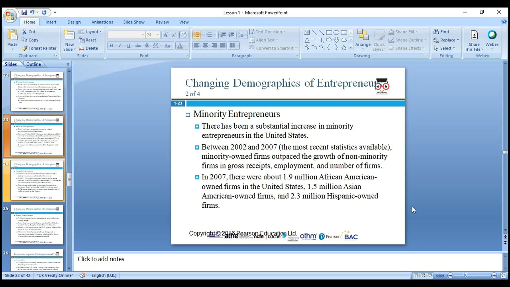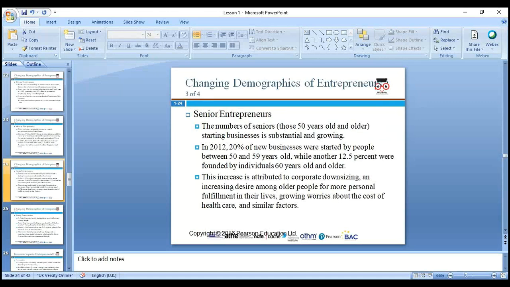Minority entrepreneurs have also been increasing substantially, from different ethnic groups. Think about the UK, with various companies like Best Way, Best In, and others like Tata Steel. These are owned by different ethnic groups. It's a fast growing trend in America and the rest of the world as well. Senior entrepreneurs are growing too.